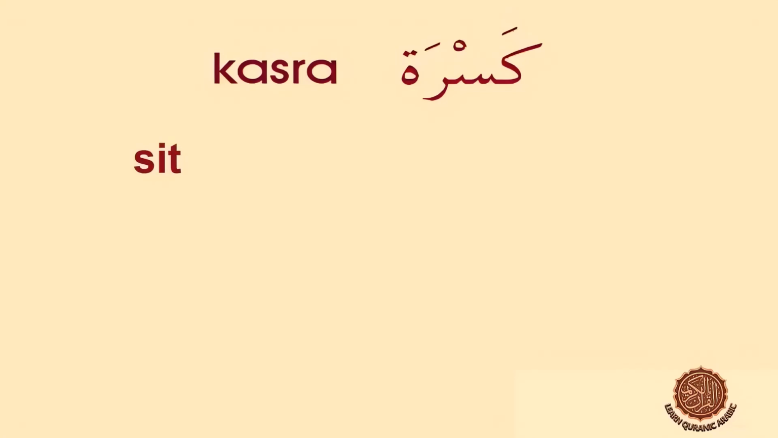So let's look at this word, sit. If you want to transliterate that into Arabic, it would be as follows. Another word is rim. Rim. If we wanted to transliterate that, it would be in this way.